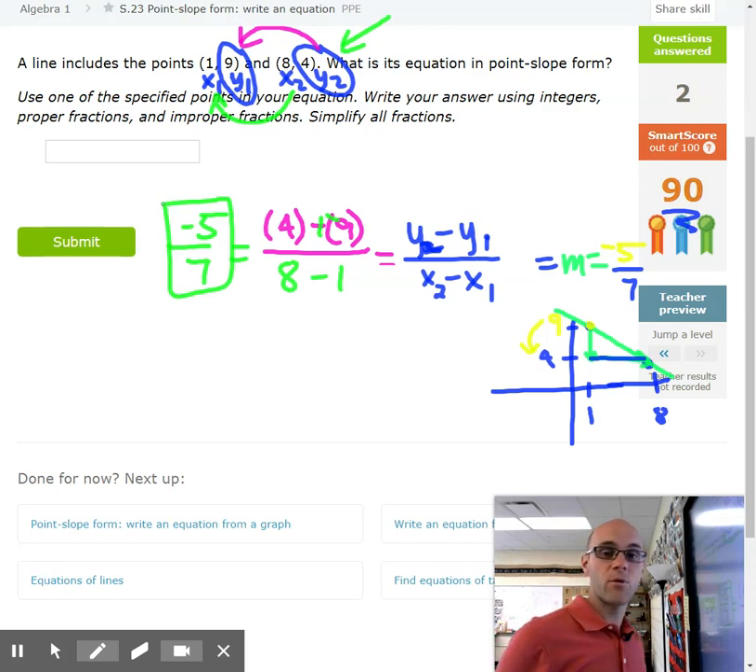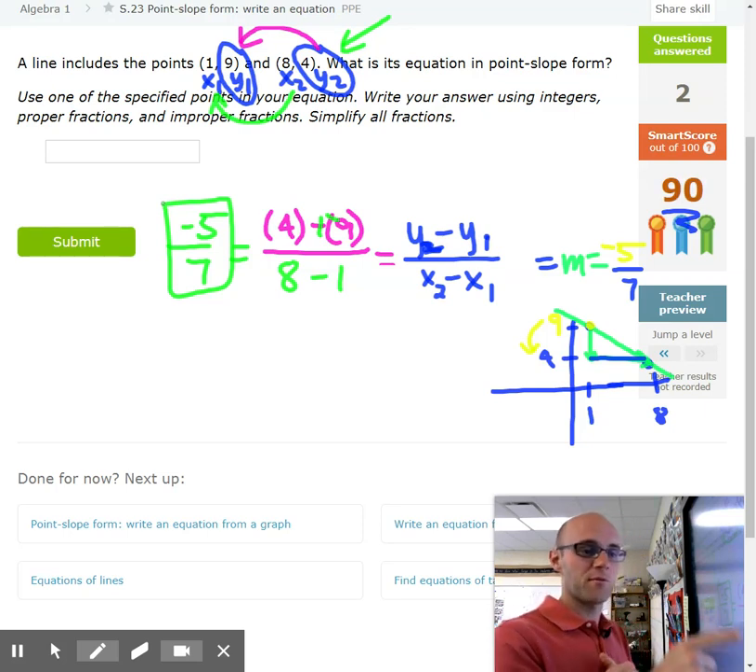Personally, if I can graph them, I will. But it's a little bit of a crutch to say I only know how to solve it when I can graph them, because they could give you points very far away. So not a bad thing to review how to find the slope using the slope formula.